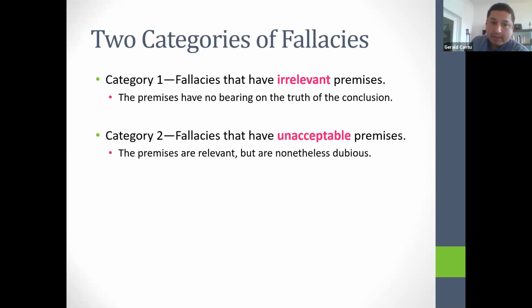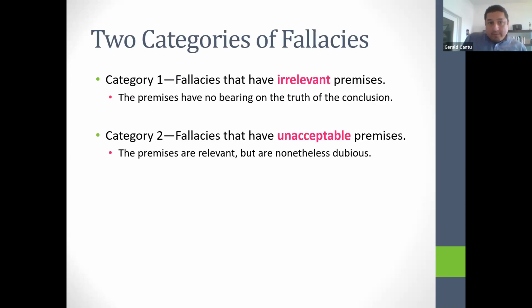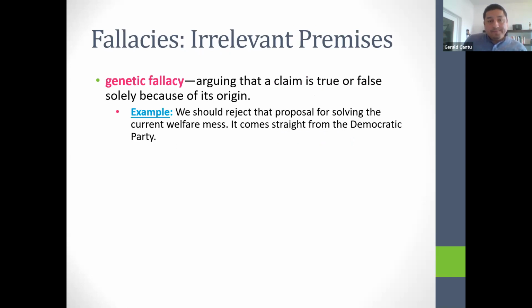Category 2 fallacies are fallacies that have unacceptable premises. So they're going to have premises that are false. They're relevant, but they are nonetheless dubious. And so today we're going to cover just category 1 fallacies, fallacies that have irrelevant premises.